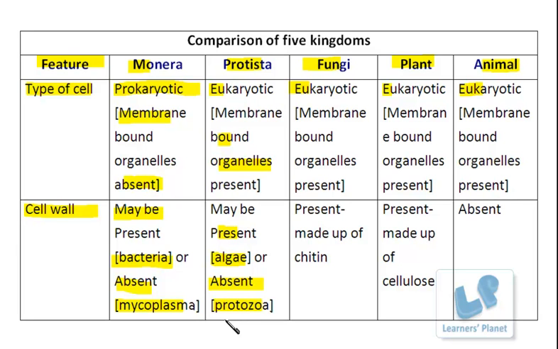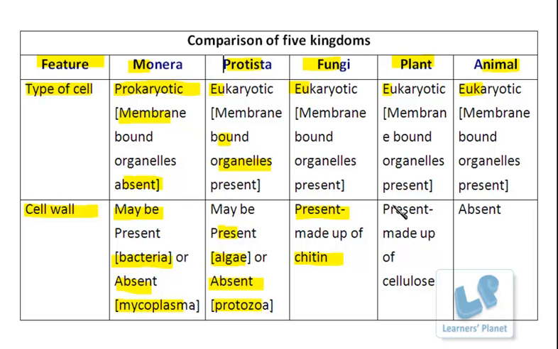So you can see that all unicellular organisms are now divided into Monera and Protista. In Monera also you can see that there are different types of organisms which have a cell wall or not. Same is true for the Protista. In fungi, the cell wall is present and it is made up of chitin. In the case of Monera and Protista, if the cell wall is present, it is not made up of chitin. It is made up of peptidoglycan.